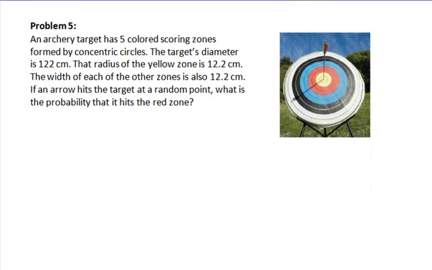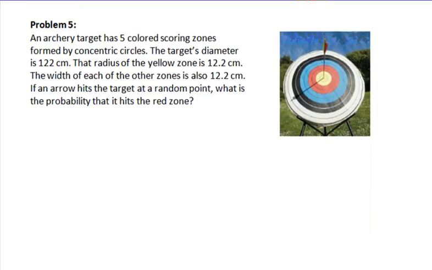Now one more, dealing with shooting arrows, so archery. An archery target has 5 colored scoring zones formed by concentric circles. The target's diameter is 122 centimeters. The whole thing would be 122 centimeters. The radius of the yellow zone is 12.2. That's the radius. The width of each of the other zones is also 12.2. So each of those widths is 12.2.